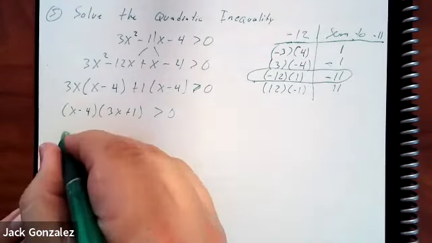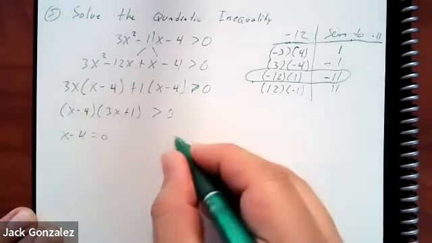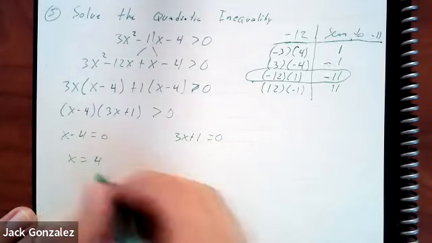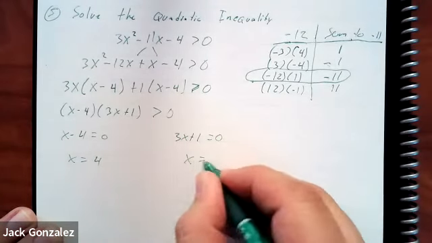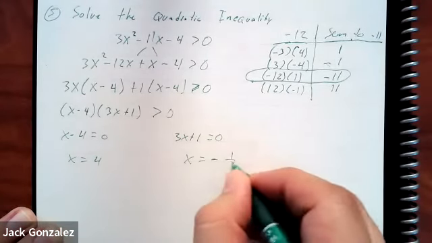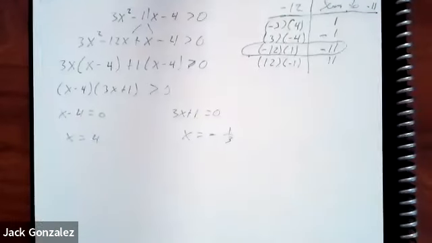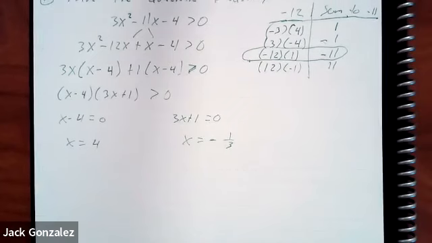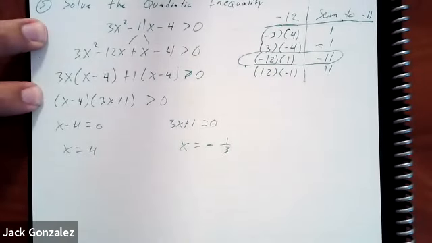Okay. X minus 4 equals 0. 3x plus 1 equals 0. X is 4. X here will be negative 1/3. Let's skip the solving part. Let's get to the new stuff. Any questions on the factorization step? Is that okay?